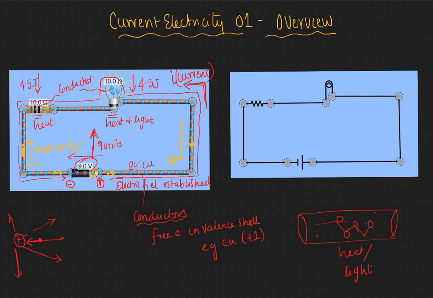On the right, you see a symbolic representation of that circuit. This is your R, this is your bulb, and this is your battery. For ease of drawing, we use symbolic representation.